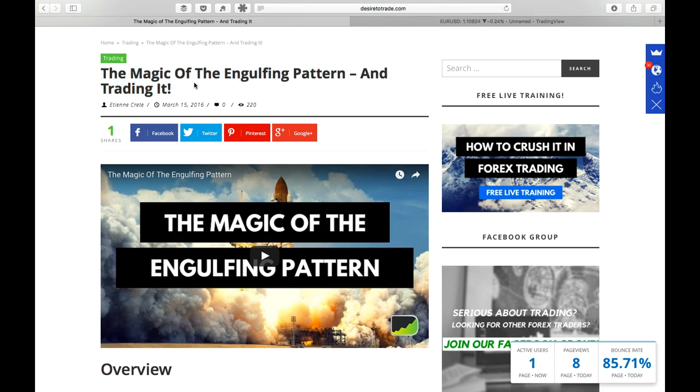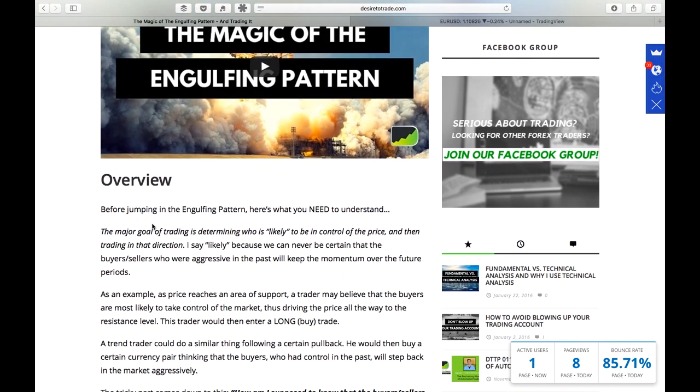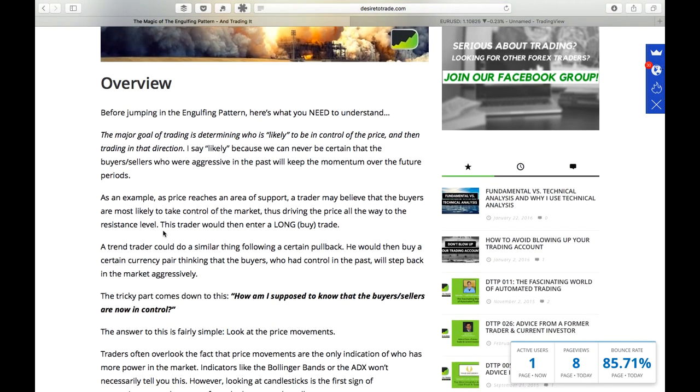And the first strategy I started using to trade with the engulfing pattern is the first thing that made me some money, so I want to share it with you, and that's for free. So in this article, I explain exactly what the engulfing pattern is and how to use it in trading. Now this is really powerful, so you have to think about this.